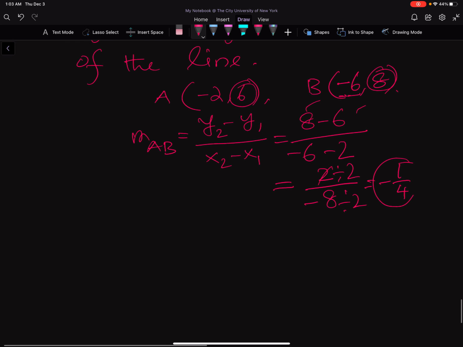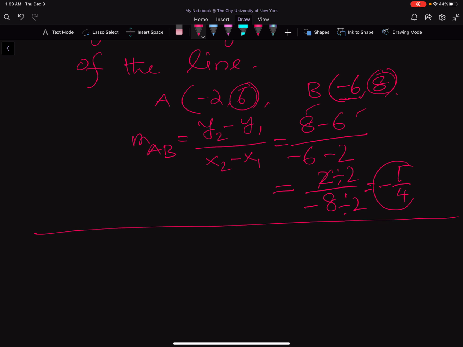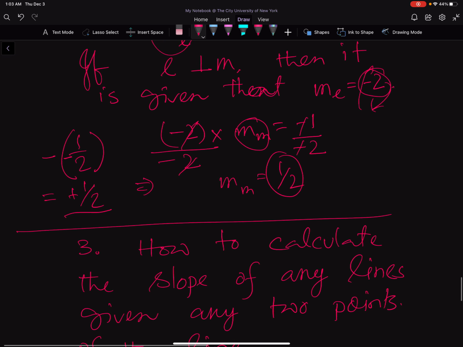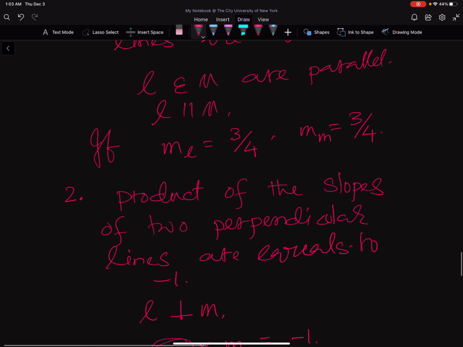Up to this, I hope you all are clear about it. So today we'll learn a new way of finding slope. That is just finding the slope. Here it was stated that this is the slope.